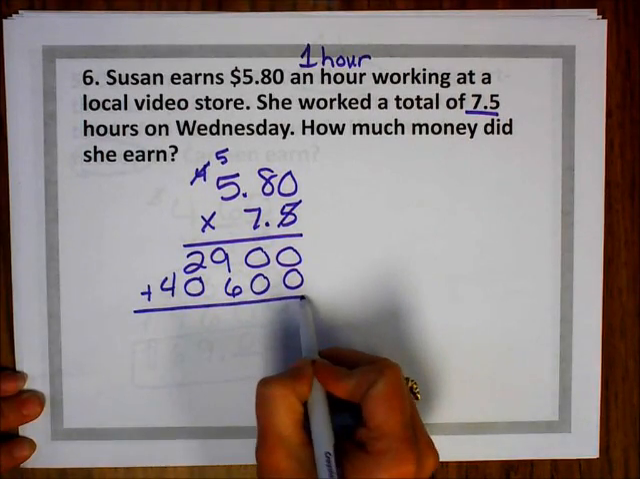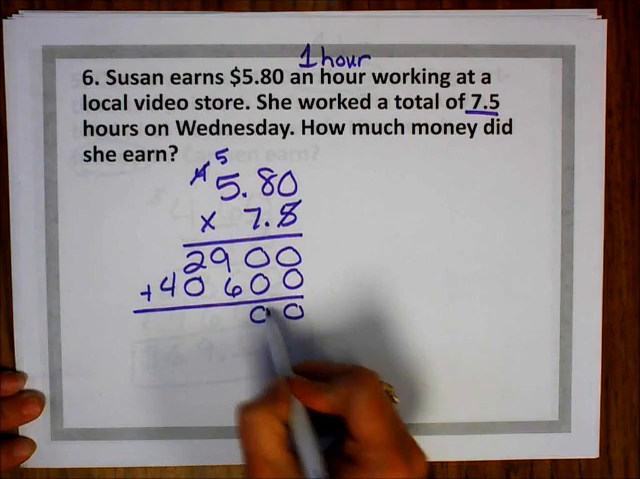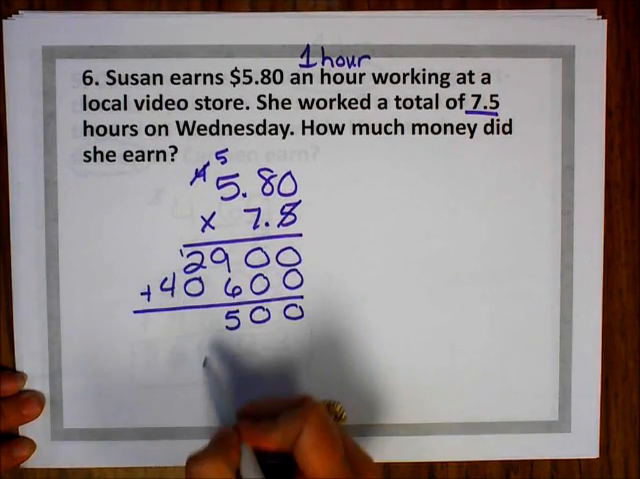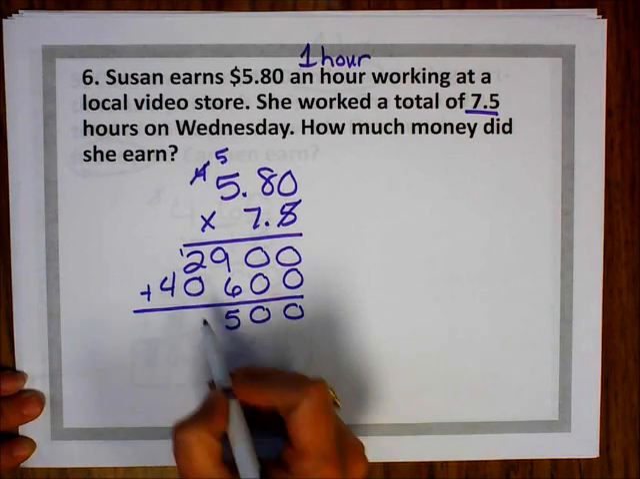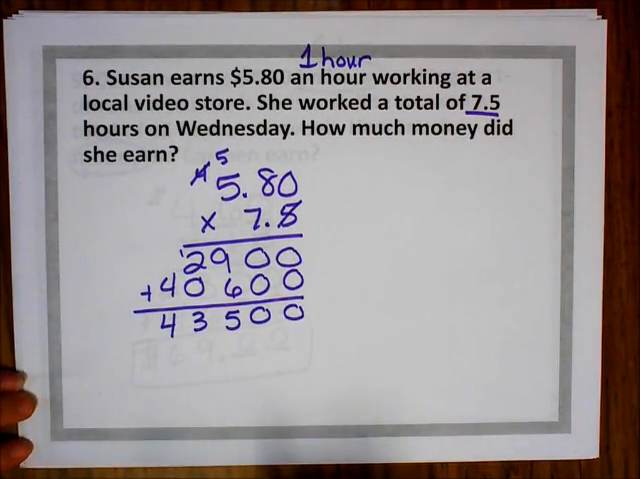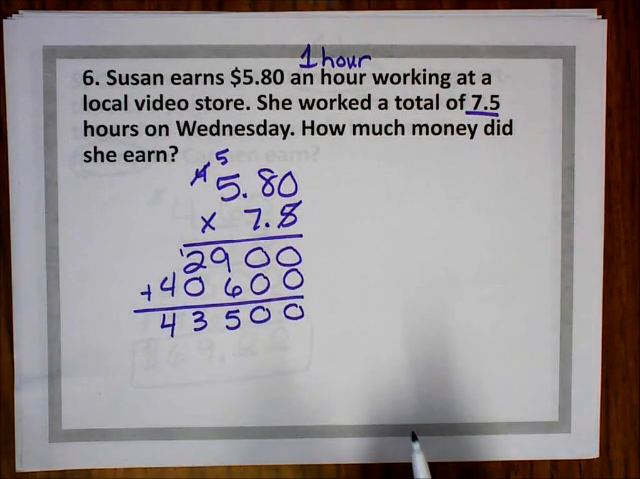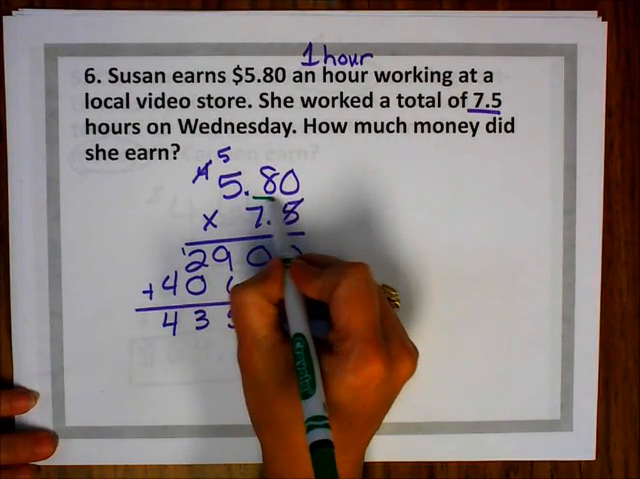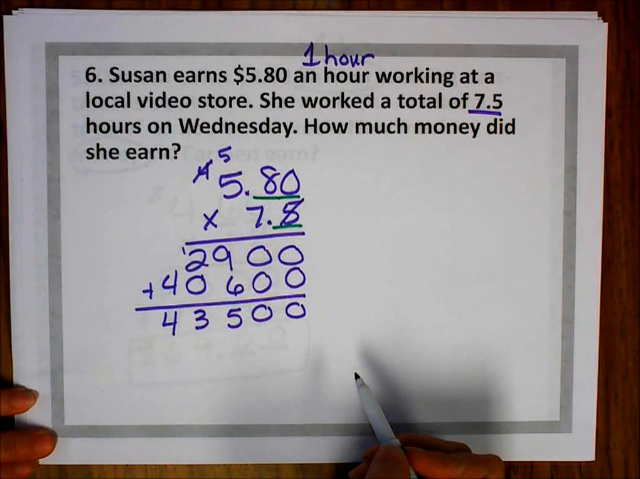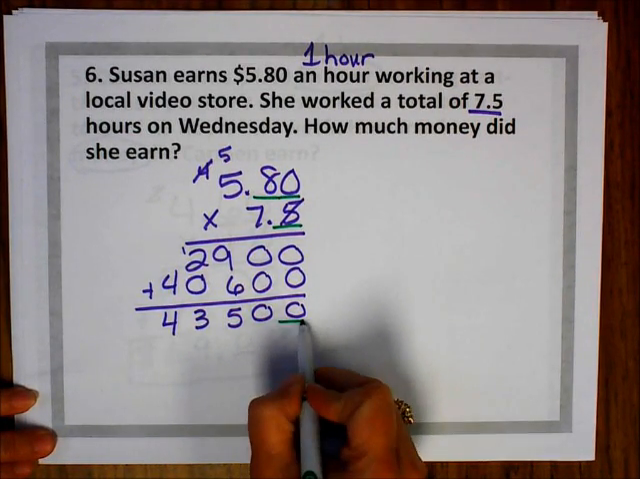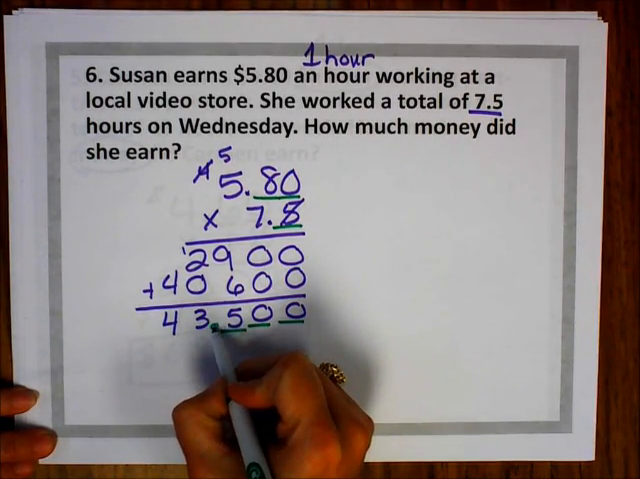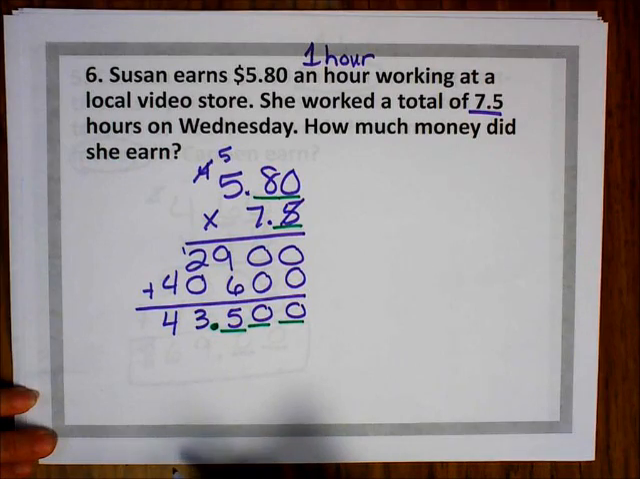Now we can add 0, 0. 9 plus 6 is 15. Carry the 1. 2 plus 1 is 3. Bring down my 4. Now I need to determine where my decimal goes. Notice I have 1, 2, 3 numbers behind the decimal in the problem, so I need 1, 2, 3 numbers behind the decimal in my answer.